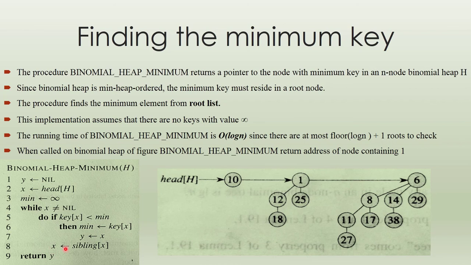Next again x equals sibling of x, so it moves to the next node. Key of x is 6. 6 less than 1 is false. So these two statements will not be executed. Step 8 will be executed. What is the sibling of x? There is no sibling to this node 6, so that will be nil. So x becomes nil. Now x not equal to nil is false, so this while loop will not execute anymore. The y value will be returned. Y value is the address of 1. I hope you understood this binomial heap minimum. In this example, this procedure will return the address of the node containing 1.